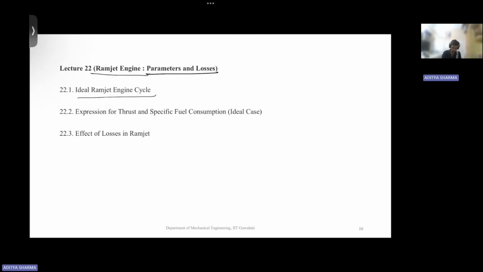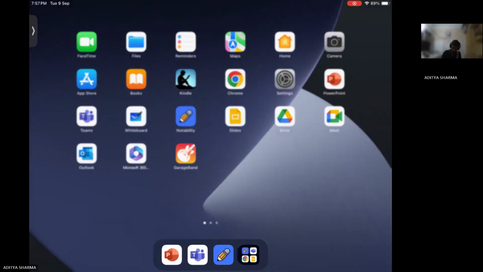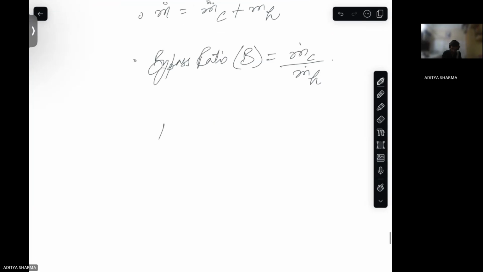So this is ideal ramjet engine cycle, then expression for thrust and specific fuel consumption, then effects of losses in ramjet. I'll discuss this first. This you can see from your lecture. Then effect of losses in ramjet engine. Because this has diagrams, I can discuss diagrams. So first and third topic.